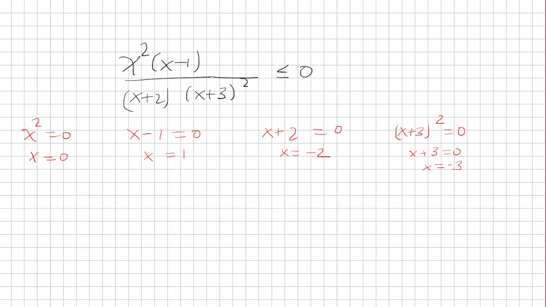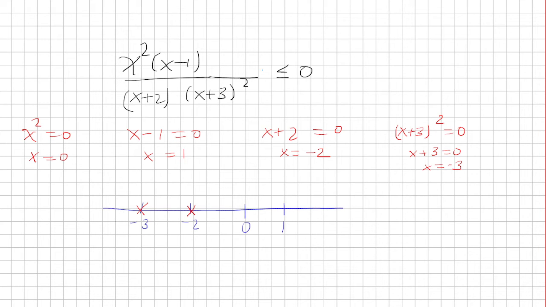All right, the next step, we're going to draw a number line. So let's label all these points. We have negative 3, negative 2, 0, and 1. Notice we cannot have negative 2 or negative 3 because that's what makes the denominator equal to 0. And you never want to divide by 0.